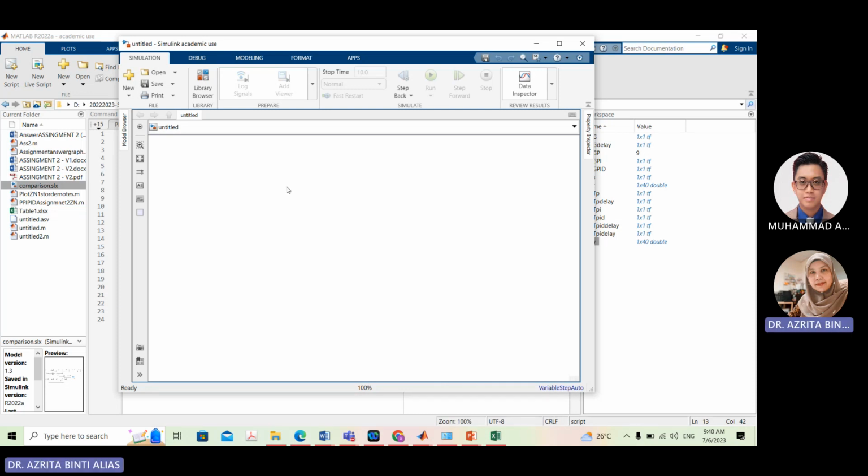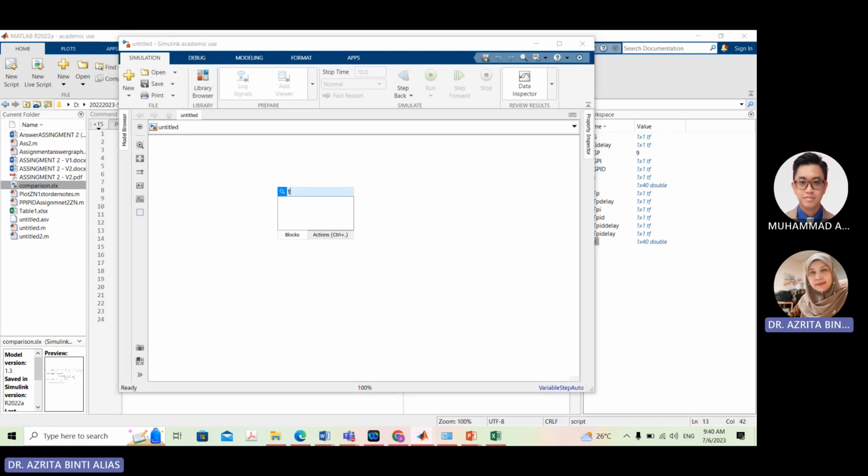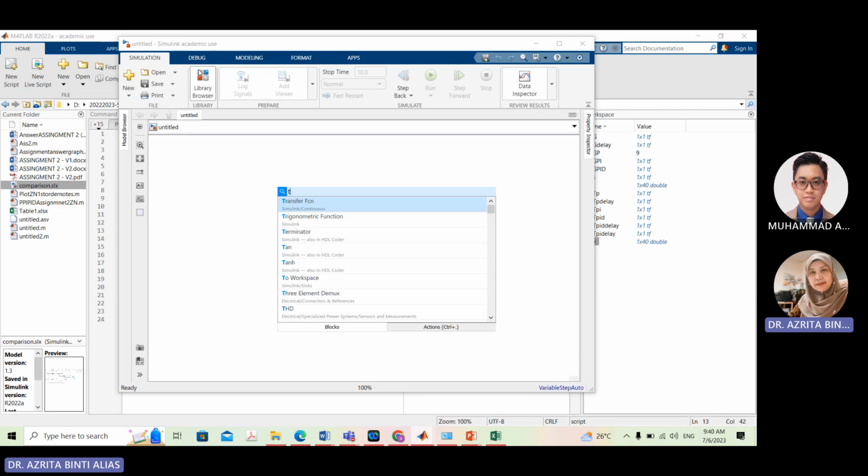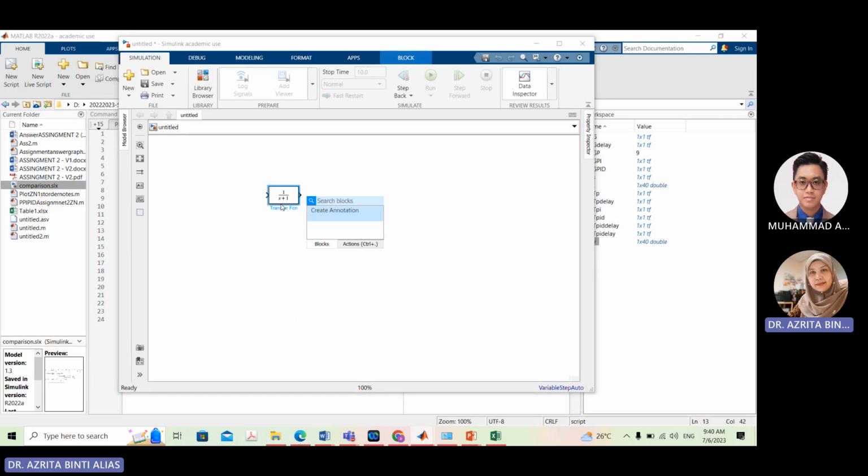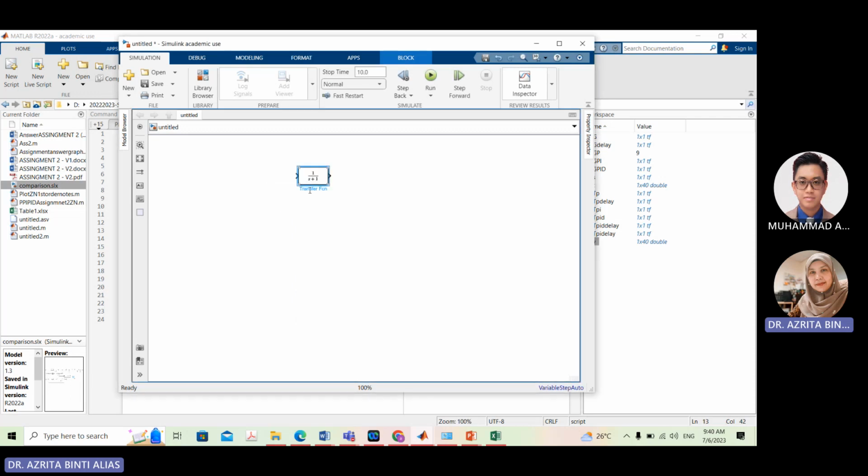Okay, so we want to plot the diagram of the open loop system. So we need the transfer function. You can just type here, or you can use the library browser. Just type the transfer function and it will appear. Just double click, and the transfer function of the system will appear.